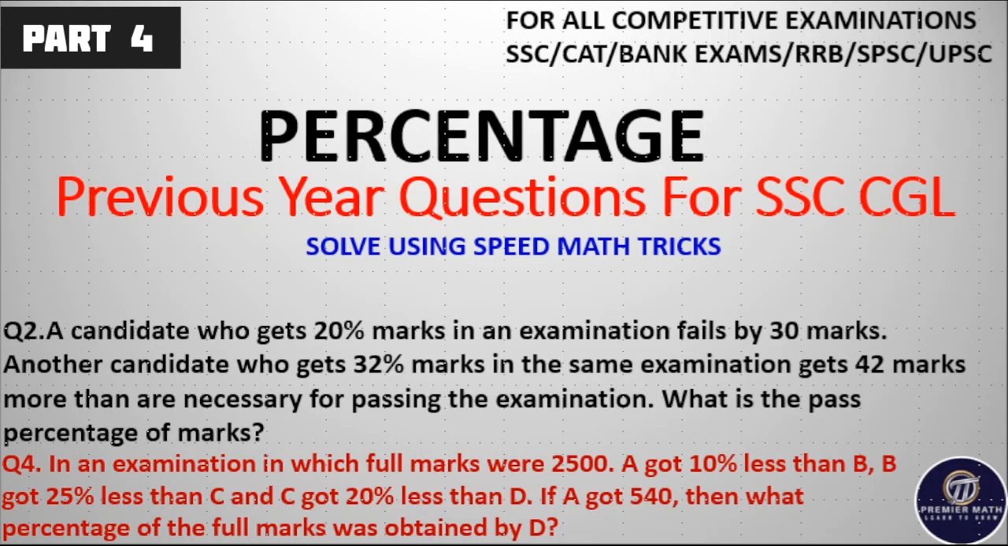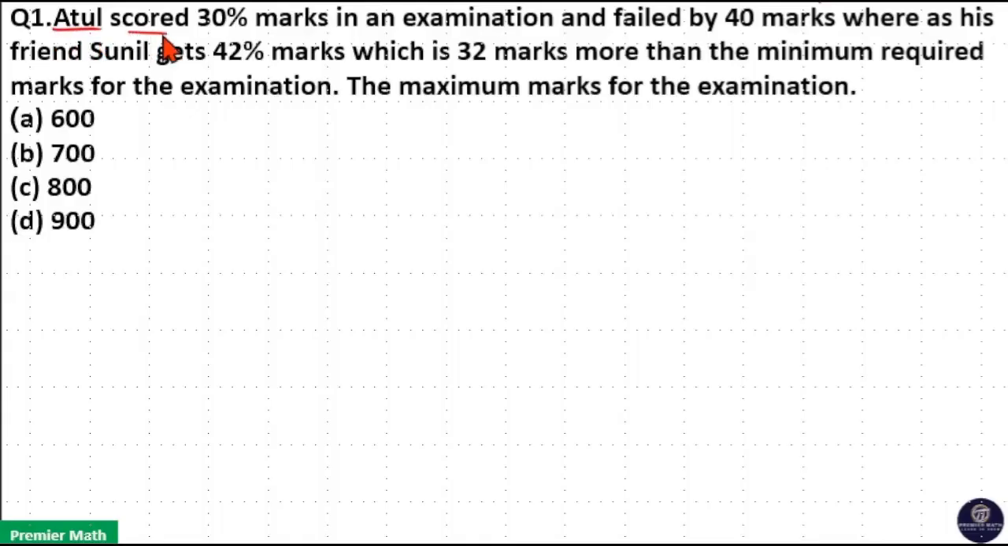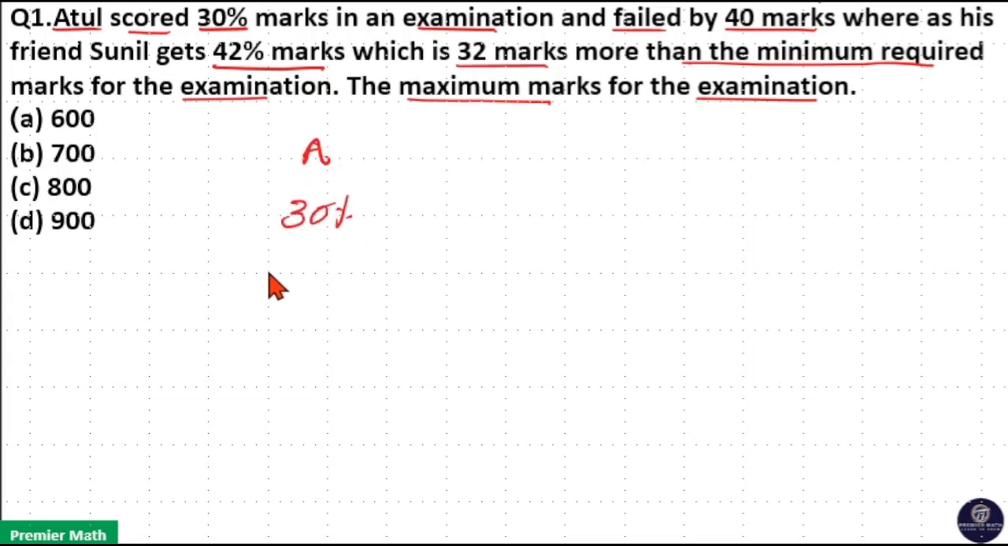Our first question is, Atul scored 30% marks in an examination and failed by 40 marks, whereas his friend Sunil gets 42% mark, which is 32 marks more than the minimum required marks for the examination. The maximum marks for the examination is? Here Atul scored 30% marks, but he failed by 40 marks, which means he needs 40 more marks to pass this examination.